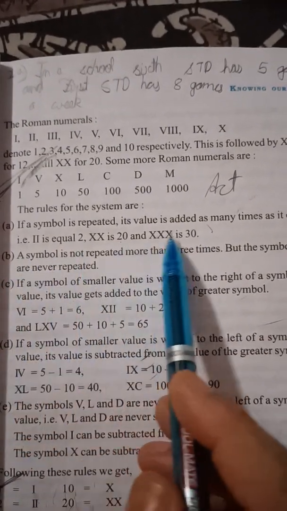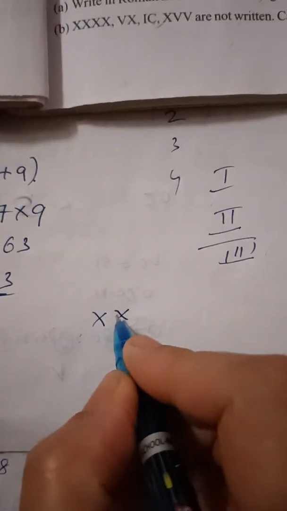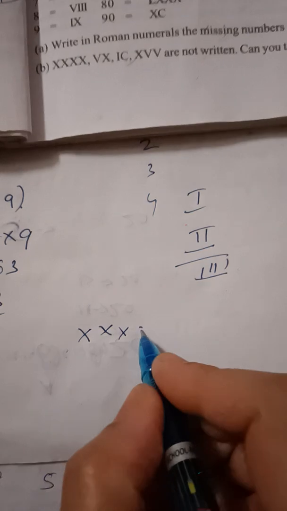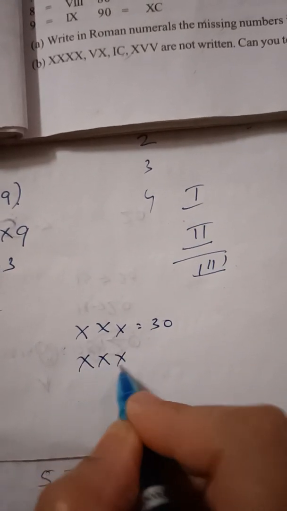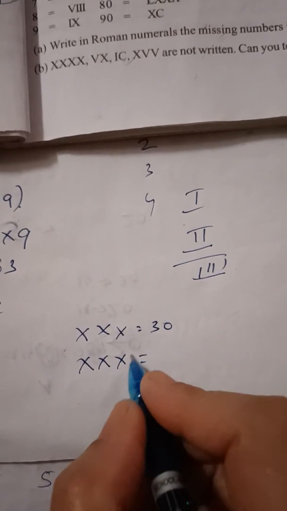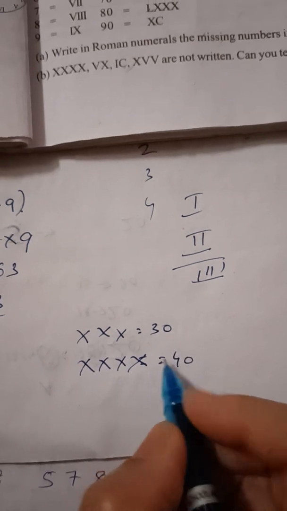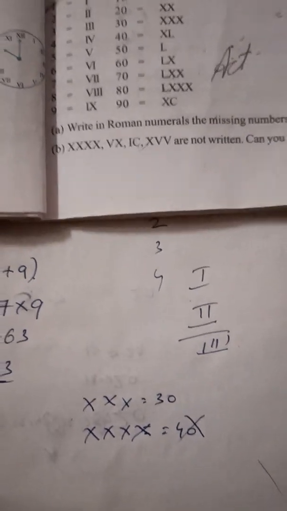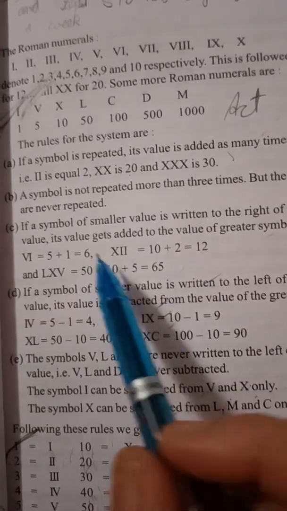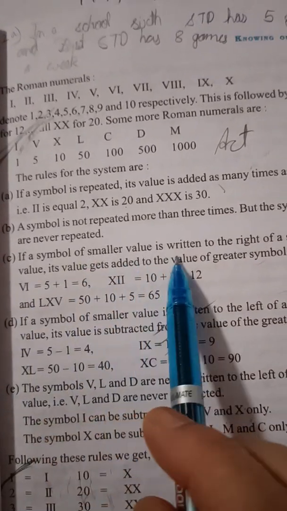The next rule is, we cannot repeat the symbols more than 3 times. See, this is 30 now. So we cannot write or repeat the symbols more than 3 times. So this is not 40. This is wrong.